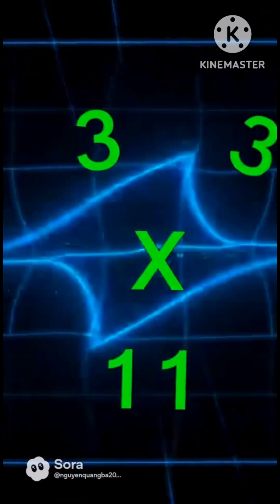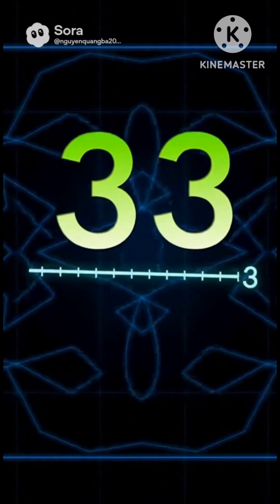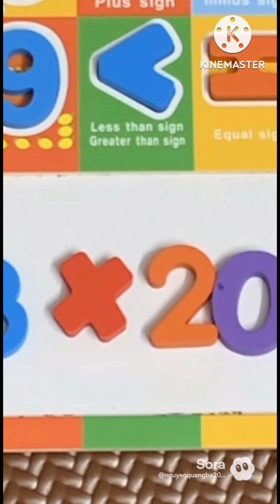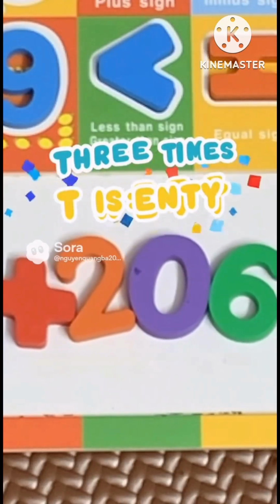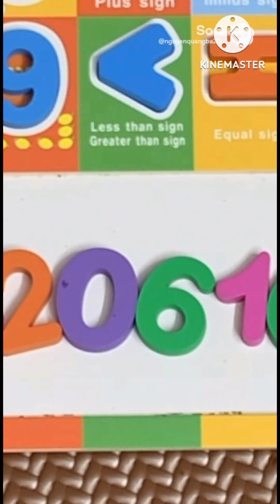3 times 11. Stack them up, multiply, and watch the magic happen. The answer shines bright: 33. 3 times 11 equals 33. 3 times 20 equals 60. That's right, 3 groups of 20 make 60 altogether. Math magic. Done!